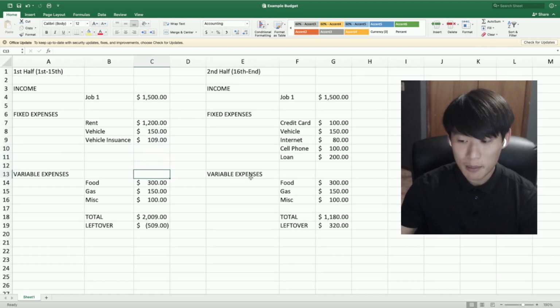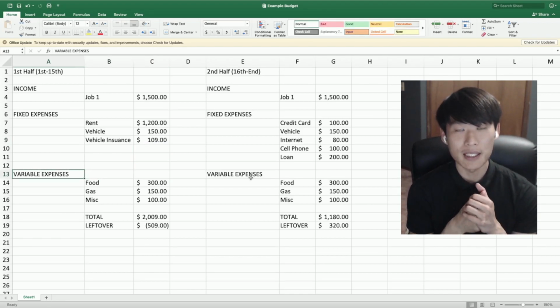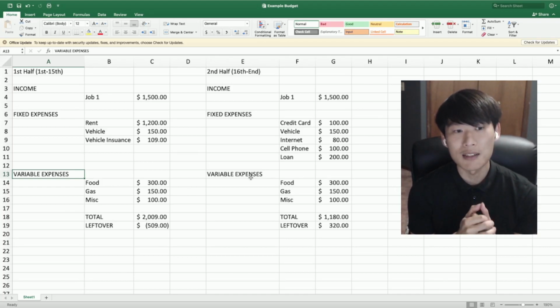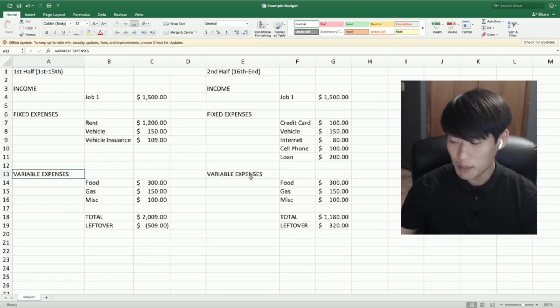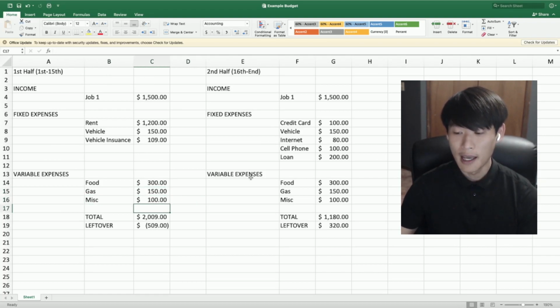This person has variable expenses. So what are variable expenses? Variable expenses are things that can change, that vary month to month based on what you're spending on. Okay. So food, this person said $600 a month. So we split it into two, $300 for the first half. Gas, $300 a month roughly. So we put 150. In miscellaneous, we put about 100.